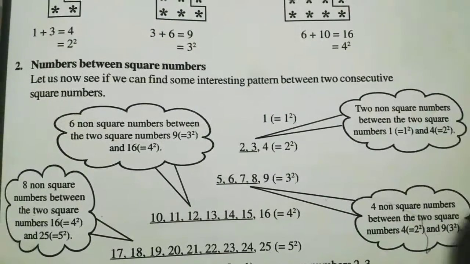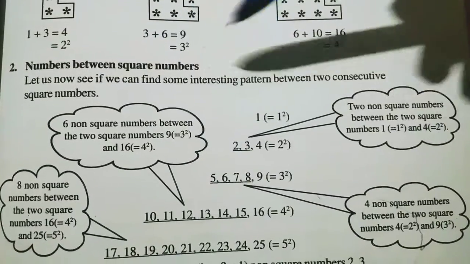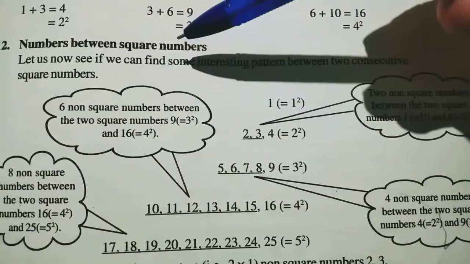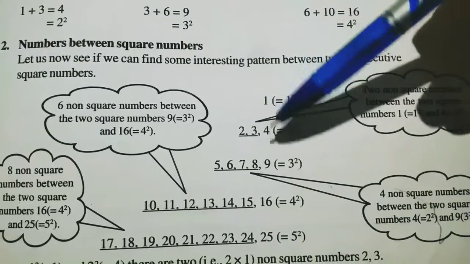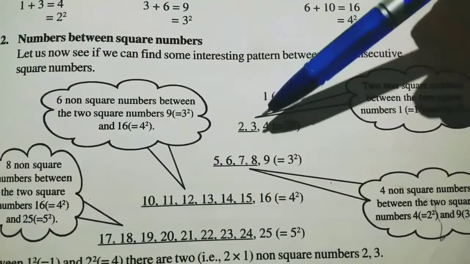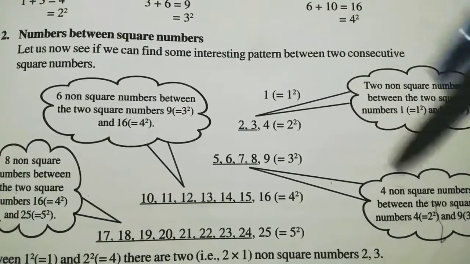Now the topic, numbers between square numbers. You have to understand this nicely. What are the numbers between any two square numbers? Suppose 1, 4, 9, 16, 25. They are all square numbers. So what are the numbers between these square numbers? What are the non-square numbers?